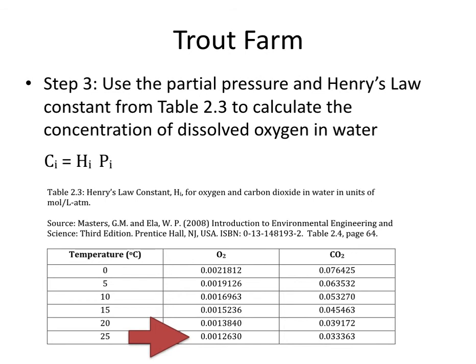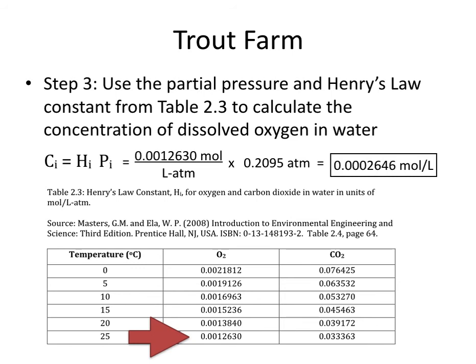Now we can solve for the liquid concentration of dissolved oxygen in this pond. We substitute in the value for Henry's Law, which is 0.0012630, and I like to think of these units as moles per liter, our liquid concentration, over atmospheres. We multiply by the composition of oxygen, the partial pressure that it exerts on that water body, which is 0.2095 atmospheres, and we get a value of 0.0002646 moles per liter. We now have units of moles per liter. What do you think is the next step?